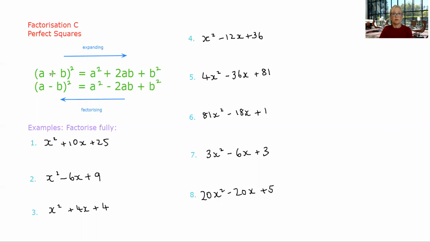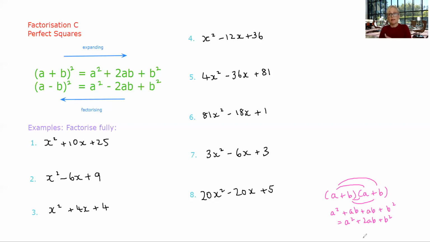If you don't believe me still, you can do it as an expansion like this with your FOIL. And what's going to happen is you're going to get a squared plus ab plus ba, which is another ab, plus b squared, which gives you your a squared plus 2ab plus b squared. So many people forget that middle term. Please don't let that be you.